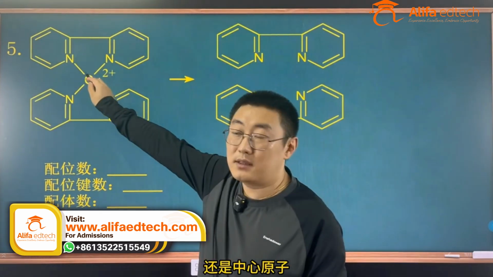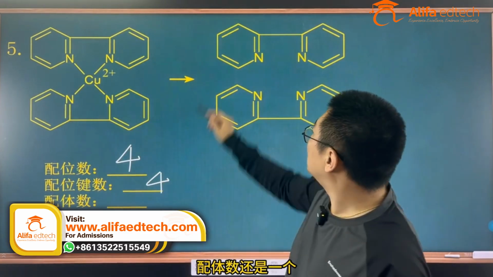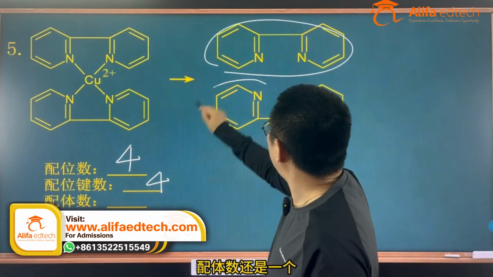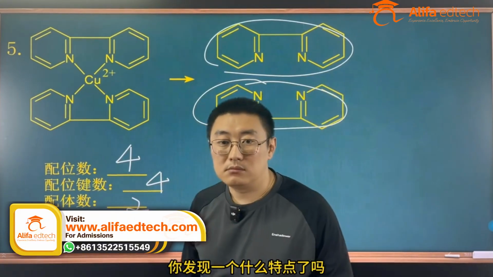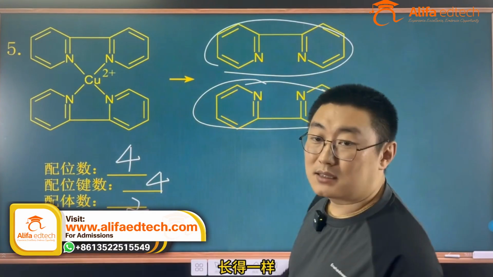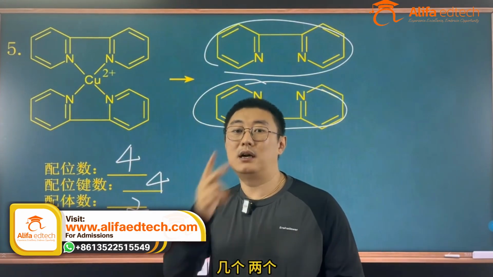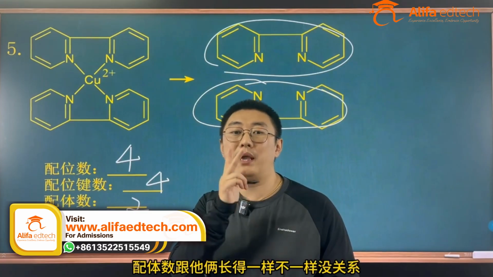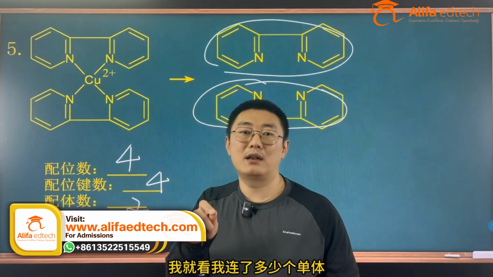Again, the central atom is silicon, connected to 4 sites. So coordination bond count is also 4. Ligand number is 1, 2. Have you noticed anything special? They look the same. So if they look identical, is it 1 ligand or 2 ligands? How many? 2. Note, ligand number has nothing to do with whether they look the same or not. I just count how many monomers I've connected.